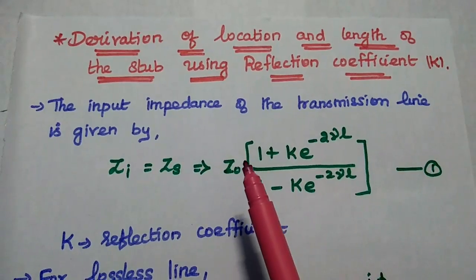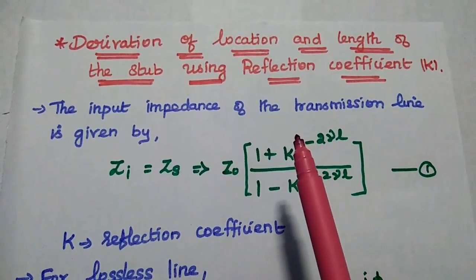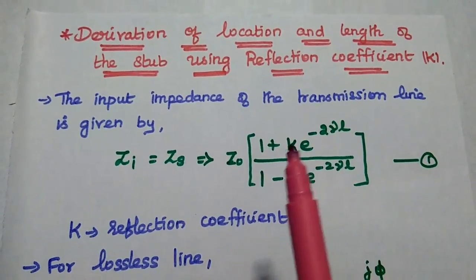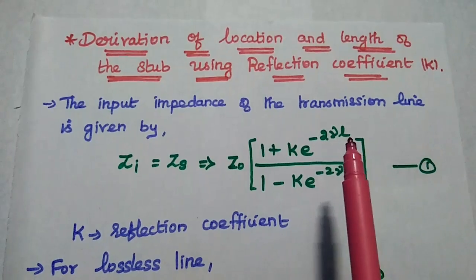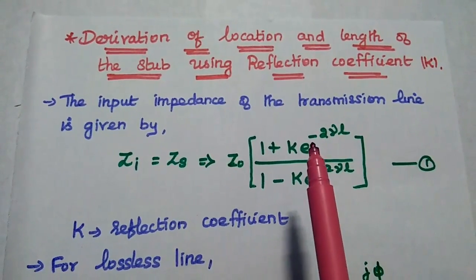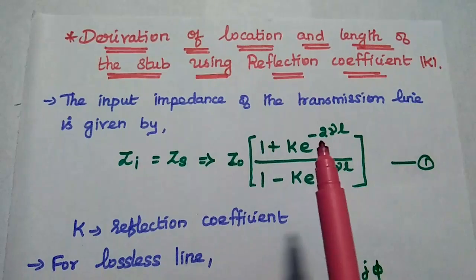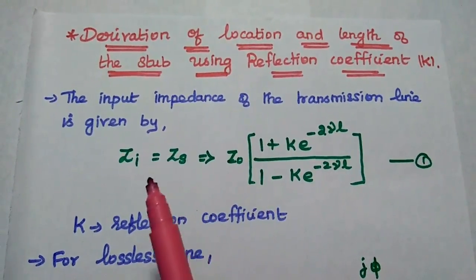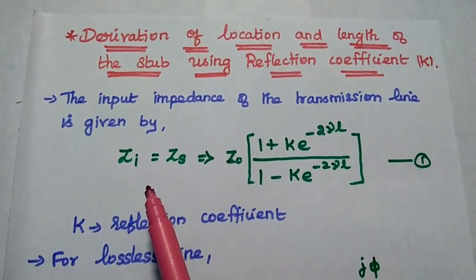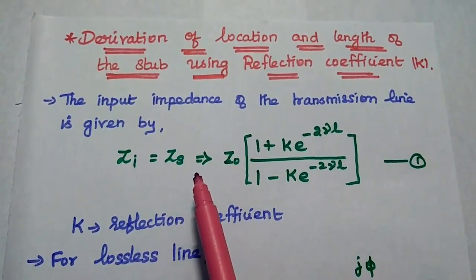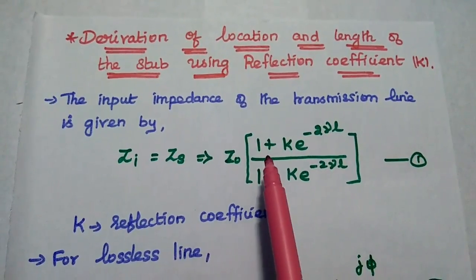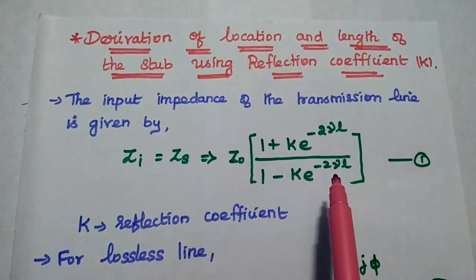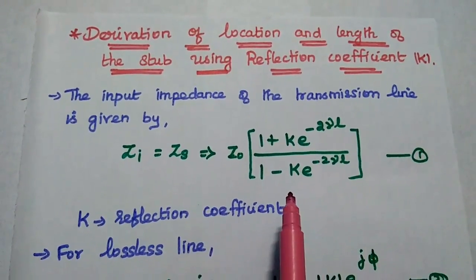Next we are going to derive the location of the step and length of the step using the reflection coefficient. For that we can consider the input impedance of the transmission line. We have already derived this value in the input impedance lecture video, you can refer to that video. So here we are going to use that formula as such. The input impedance is denoted as Zi, which can also be represented as Zs, equal to Z0 into (1 plus k e power minus 2 gamma L) divided by (1 minus k e power minus 2 gamma L). Consider this as the first equation.